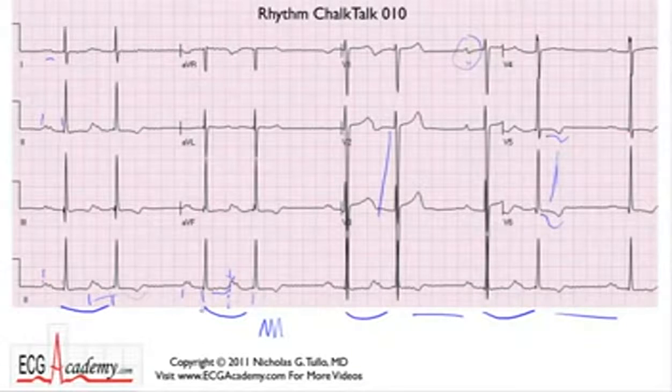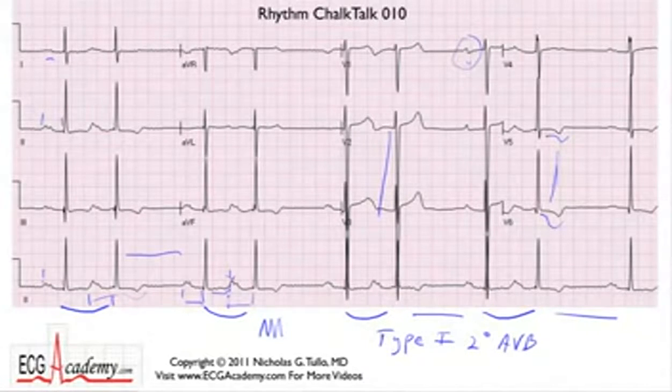Yes, you can take calipers if you don't trust me, but my eyes are looking at this and say this is almost 360 milliseconds, very long. So, okay, you got group beating, you've got pauses, you've got PRs that are getting longer. So what do you think? This is probably type, what would it be? Type 1 or 2? Type 1, second degree AV block.